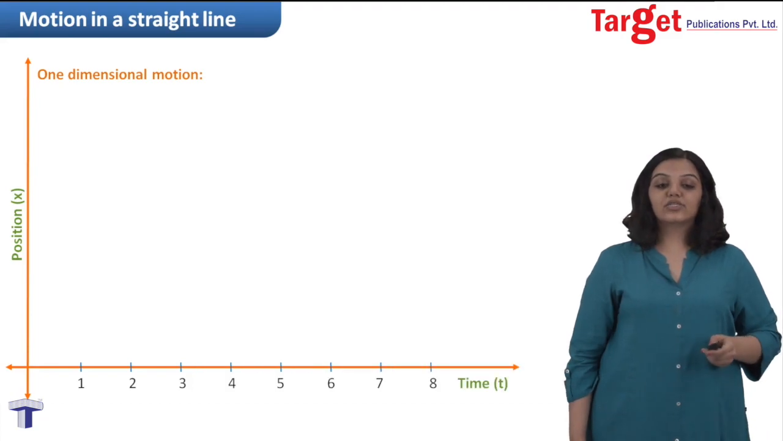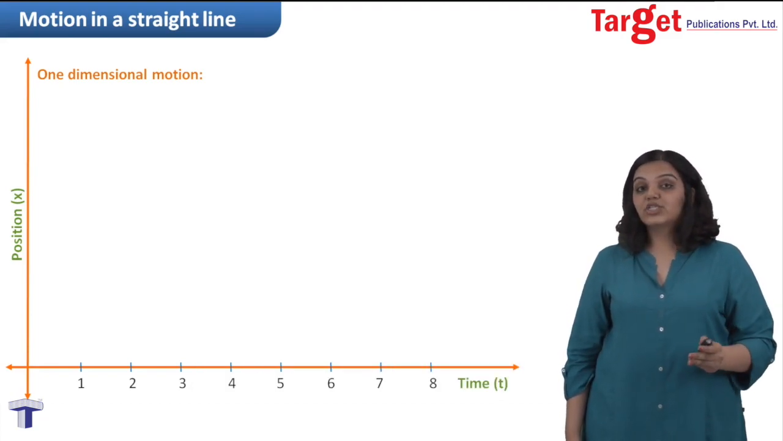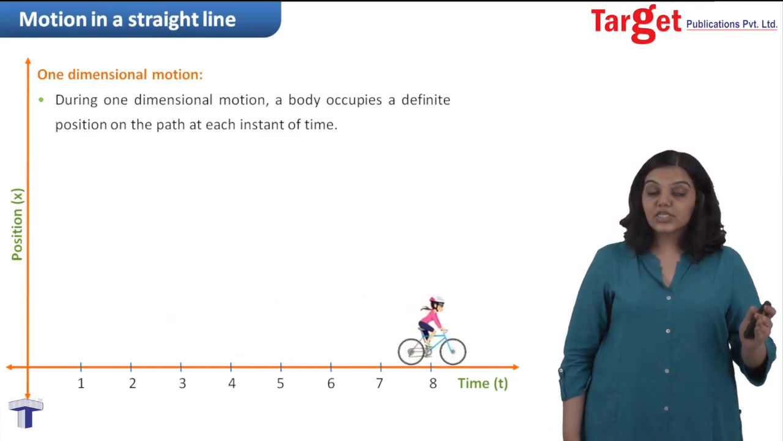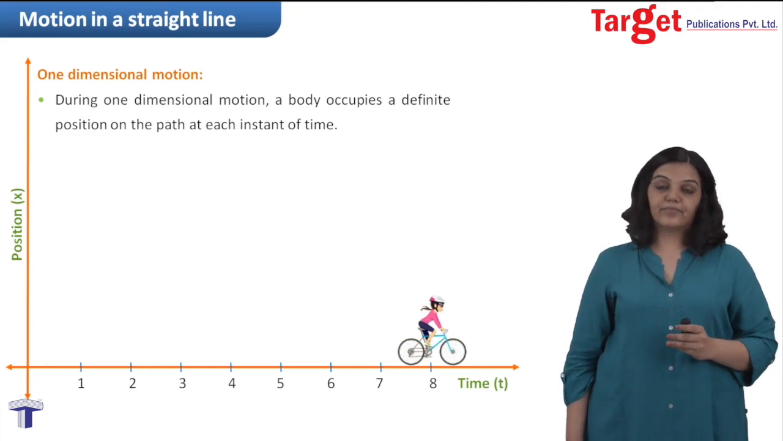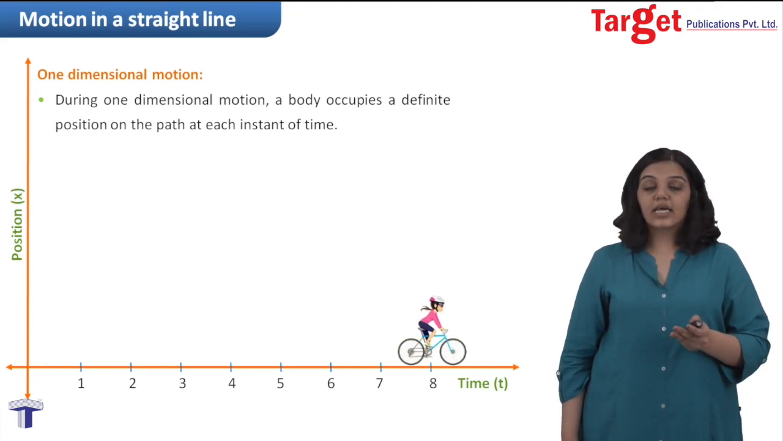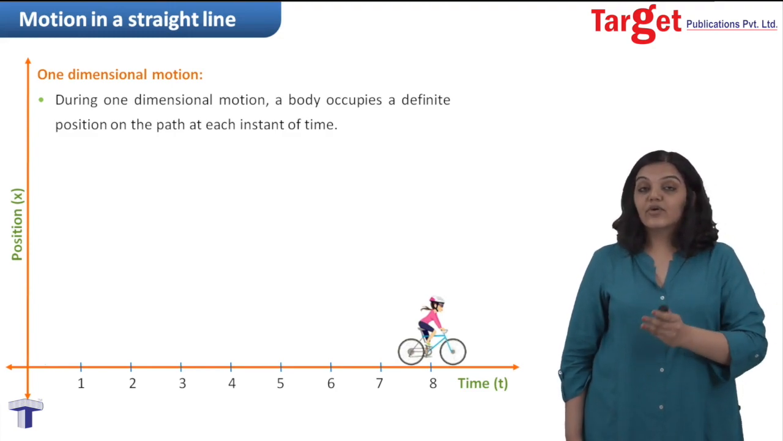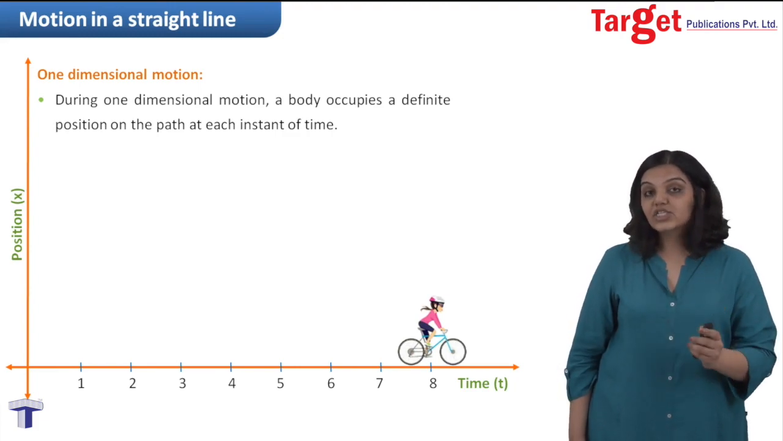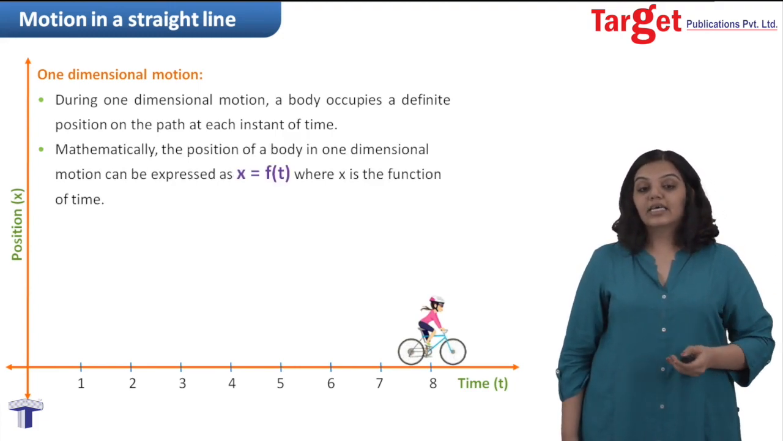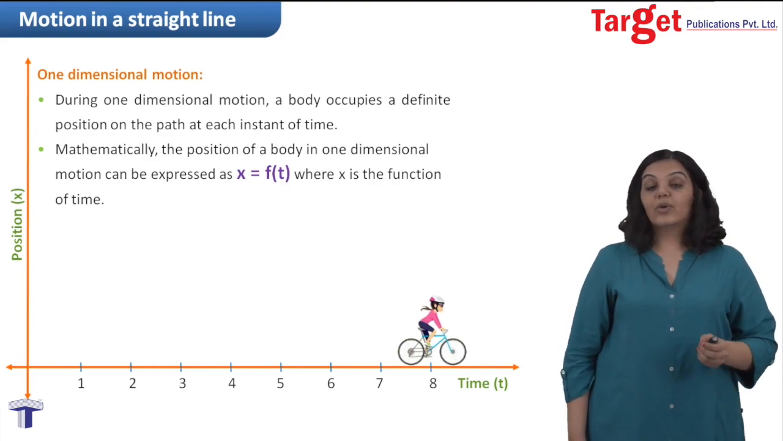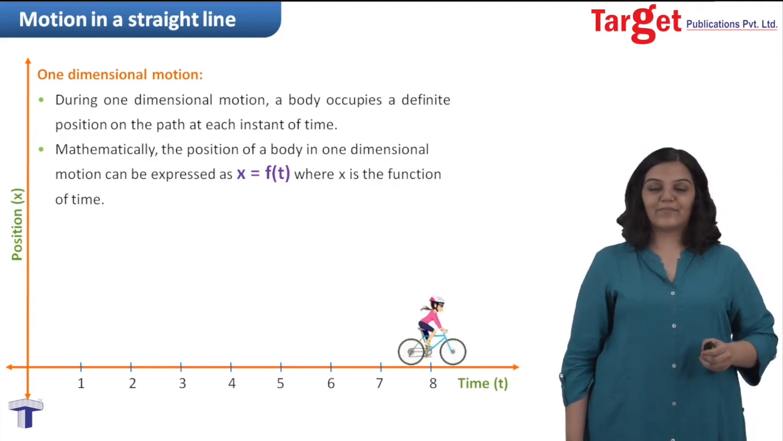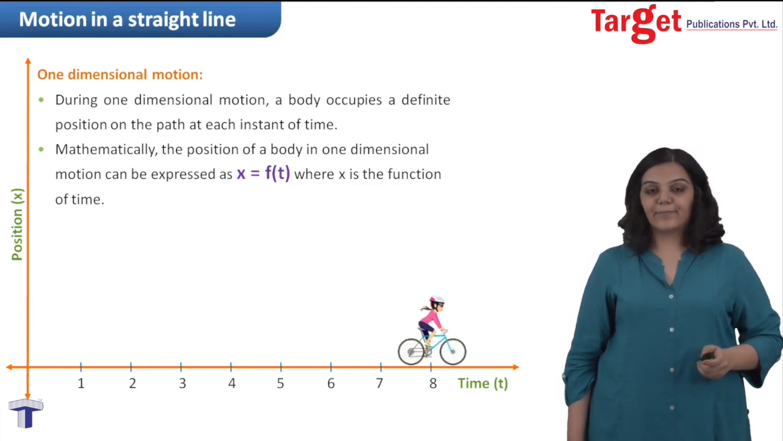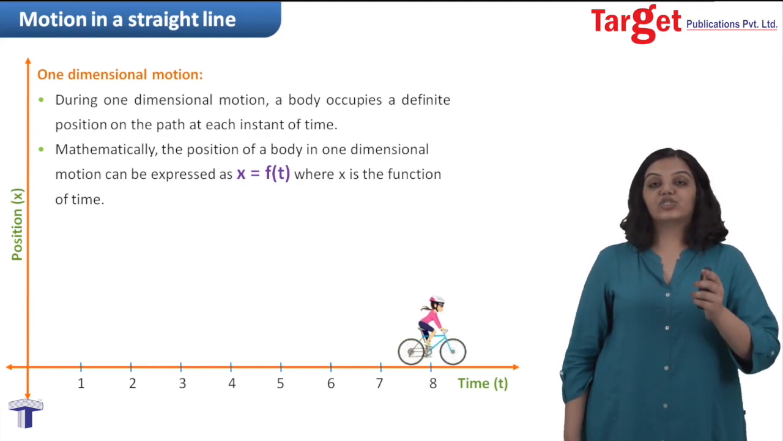To understand one-dimensional motion, we'll see that every object moves along a path, with its position changing as a function of time at a given instant of time. You can see this person on a bicycle going from one position to another, from one instant of time to another instant of time. It's precisely because of this relationship between position and time that mathematically we can express position as a function of time. That is, we write x as f of t, a function of time. So this is what is meant by one-dimensional motion.